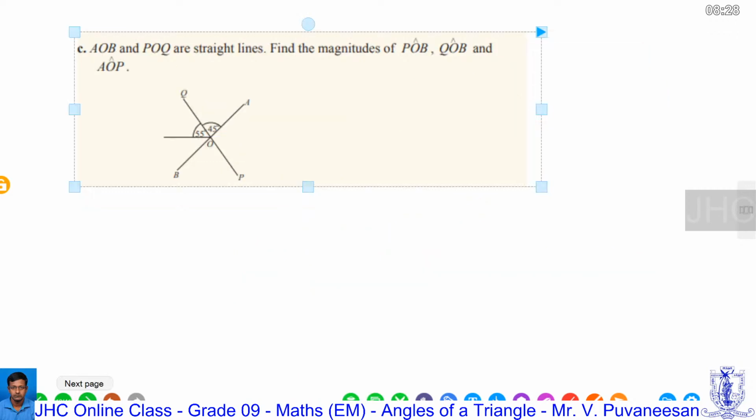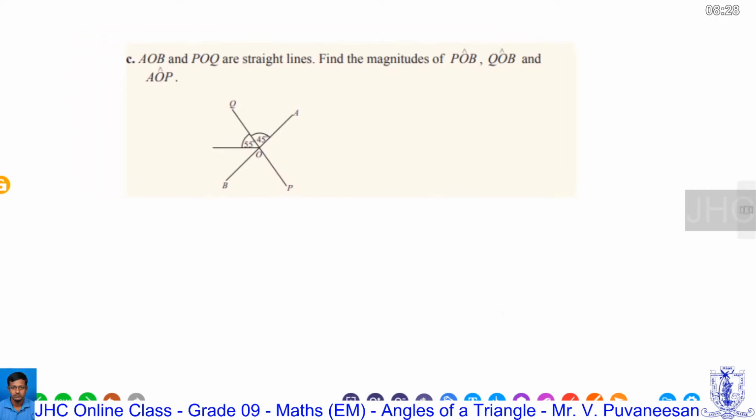Look at this. AOB and POQ are straight lines. Find the magnitude of POB, QOB and AOP. Here, two straight lines intersected. When two straight lines intersect, vertically opposite angles are formed. Okay, ரெண்டு straight lines intersect பண்ணேக்க உங்களுக்கு vertically opposite angles உருவாகும். இங்க vertically opposite angles உங்களுக்கு equivalent தெரியும். அதாவது equivalent படிச்சிருக்கிறோம். So we can apply that.